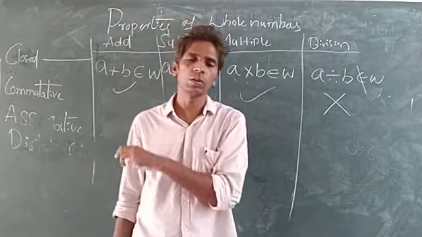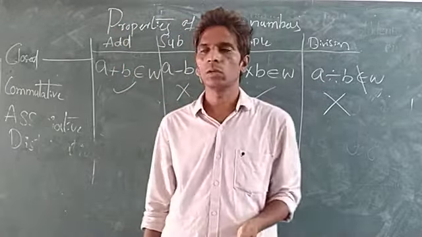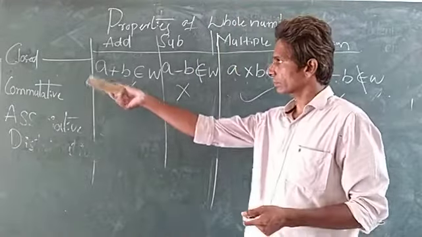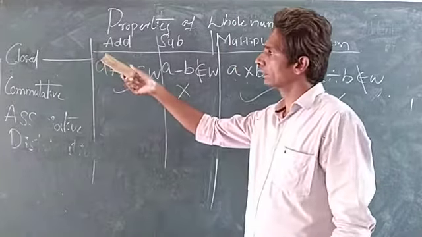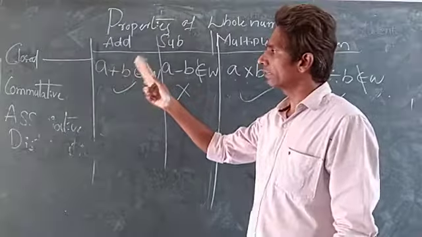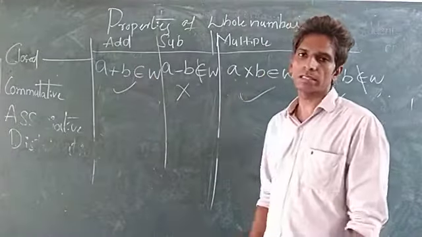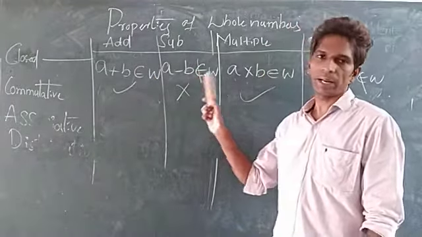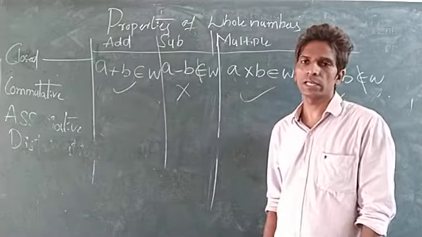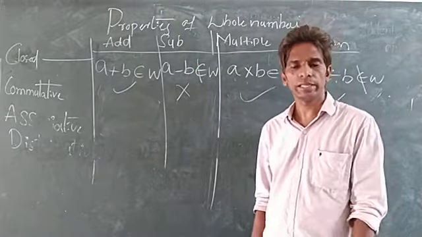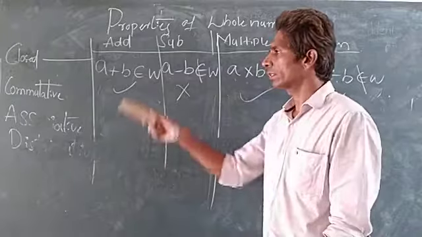So in closure property, only addition and multiplication are satisfied. Subtraction and division do not satisfy the closure property in whole numbers. So that is the first one.